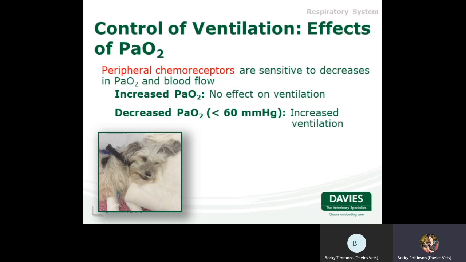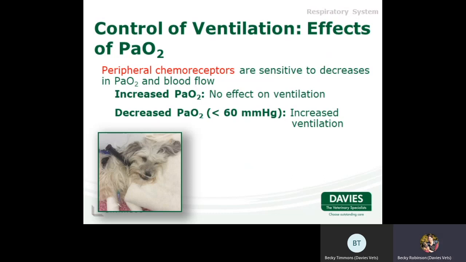While hypoxemia has virtually no effect on our central chemoreceptors, it is the peripheral chemoreceptors which are primarily responsible for detecting decreases in PaO2 and blood flow. As these peripheral chemoreceptors are positioned in the carotid and aortic bodies, they effectively act as oxygen delivery sensors for the brain, which is obviously an organ which is particularly vulnerable to hypoxemia.